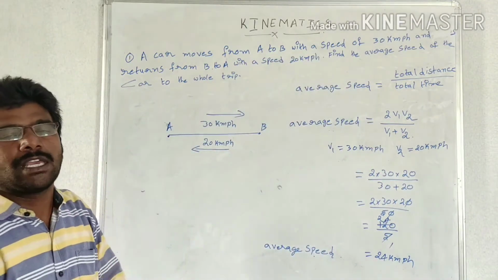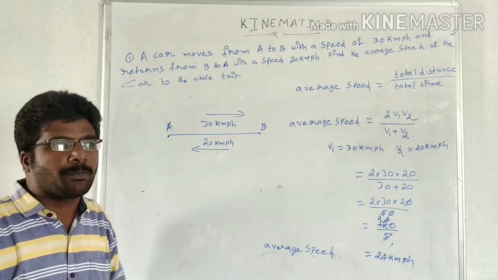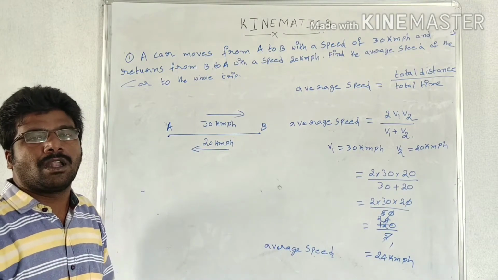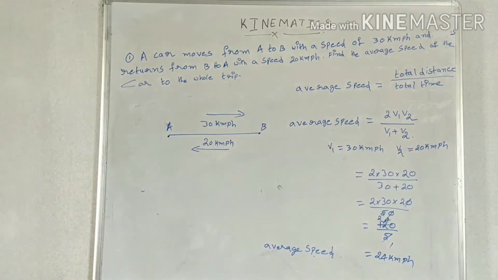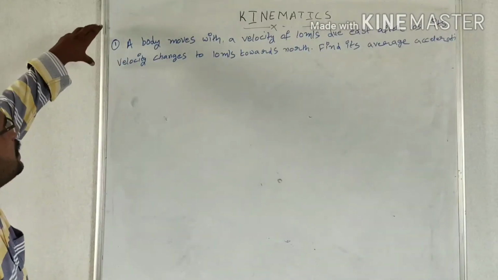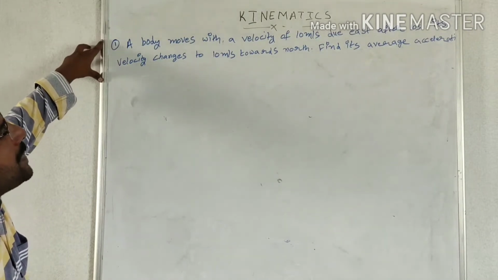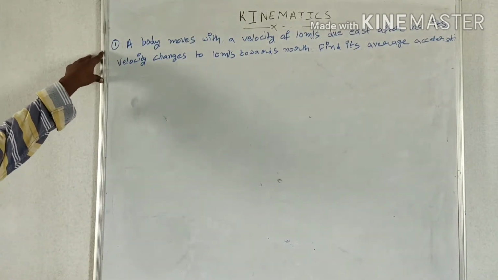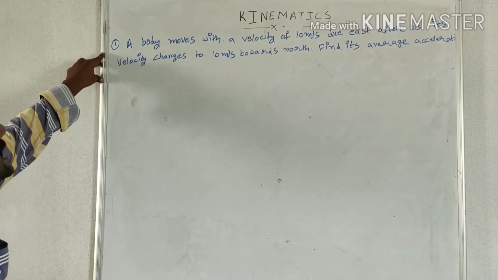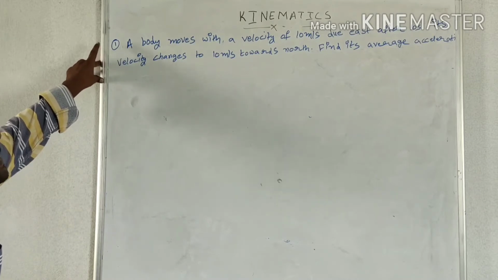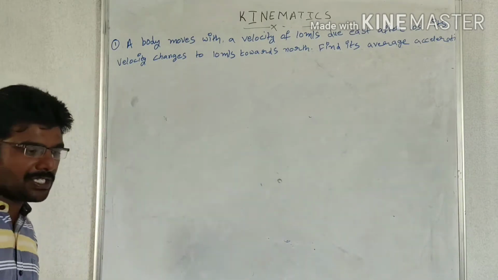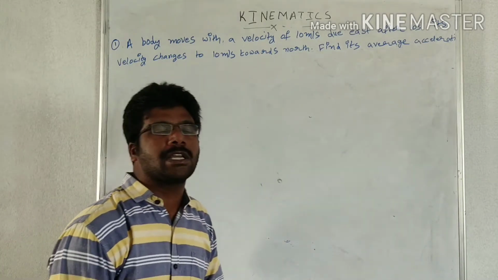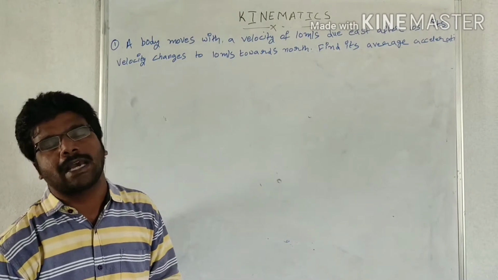In the same way, we are going to do another problem and recall some of the terms. Next problem. A body moves with a velocity of 10 meter per second due east. After 10 seconds, its velocity changes to 10 meter per second towards north. Find its average acceleration. We know that acceleration means change in velocity by time.